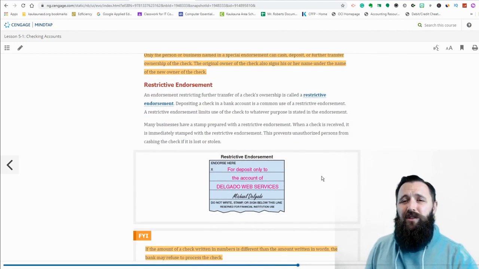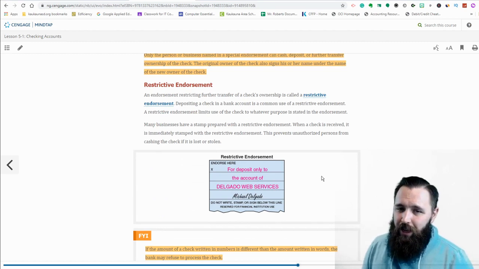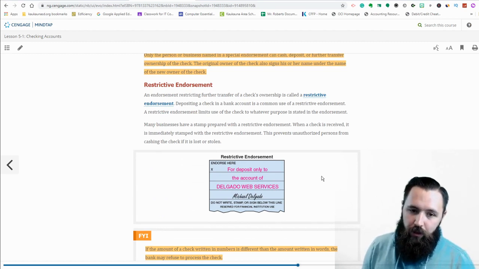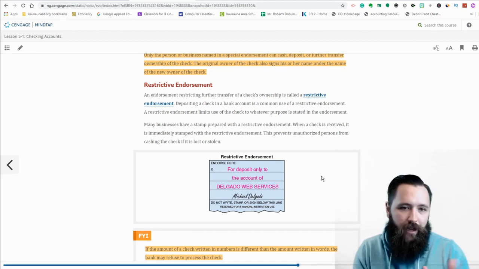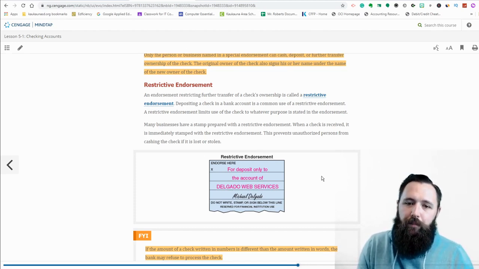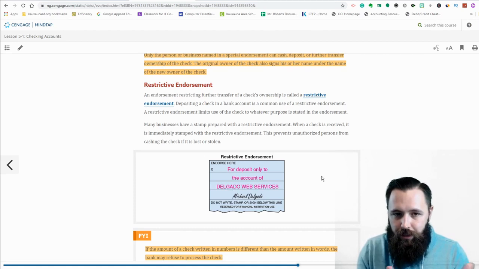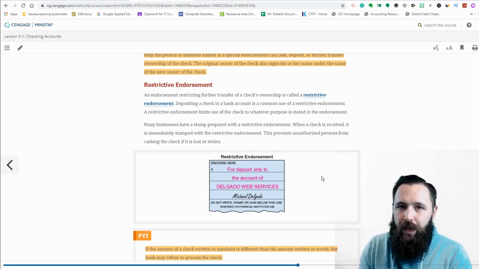And then the last one is called a restrictive endorsement. And this is, once again, this could transfer ownership over of the check, but it's restricting that check's ownership.